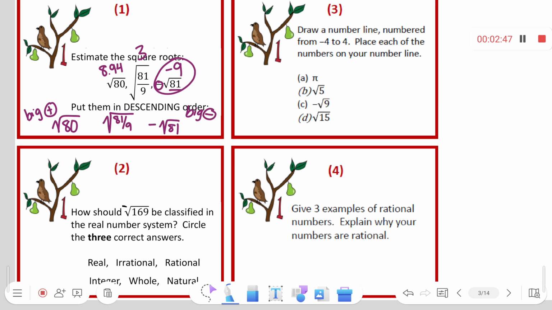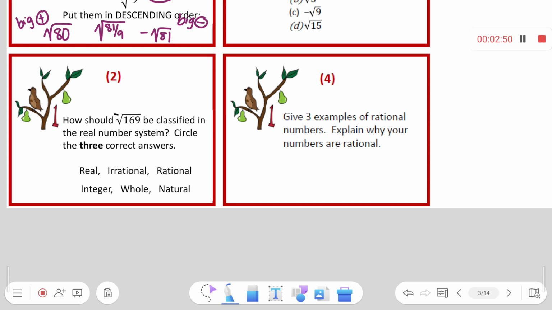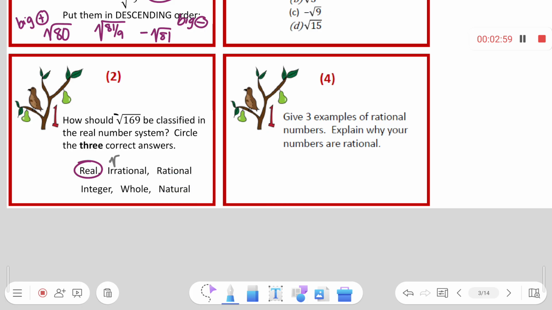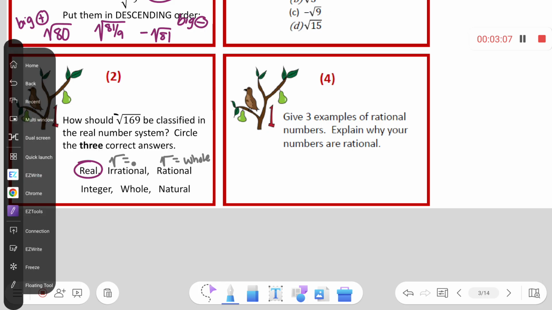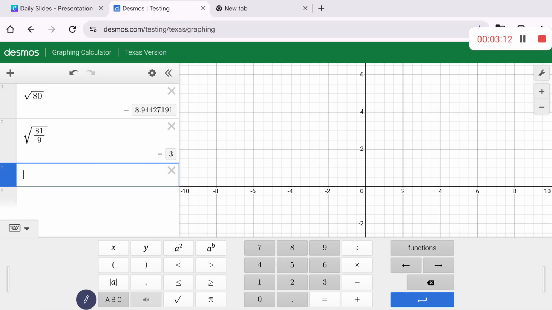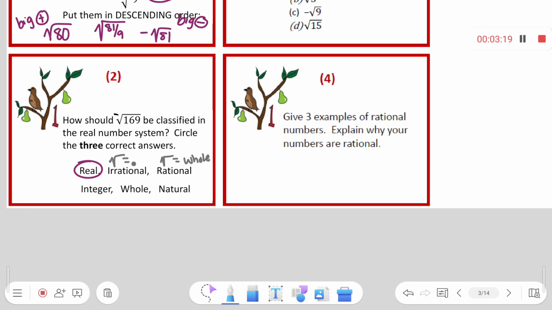Number 2, we want to know, how should the negative square root of 169 be classified on the real number system? We want to circle 3 correct answers. Well, in 8th grade, we know every number is real. To be irrational, I would need a square root equal to a decimal. And to be rational, I need the square root equal to a whole number. So I'm going to Desmos and I'm typing in the negative square root of 169, if you don't know that one off the top of your head. I've got the negative square root of 169, which is negative 13. Because it's a whole number, we're going rational.